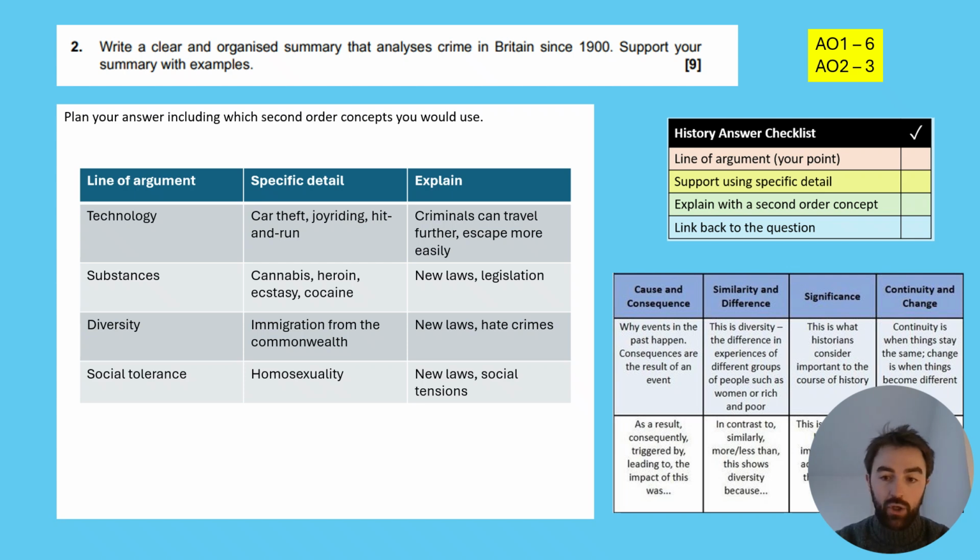All these are new drug substances which were introduced in the 20th century, meaning smuggling as a crime grows massively. Therefore, new laws, new legislation had to be introduced, and law enforcement itself had to change with the introduction of drug squads and drug units in the police. So, keeping that in mind, what would a good response look like?